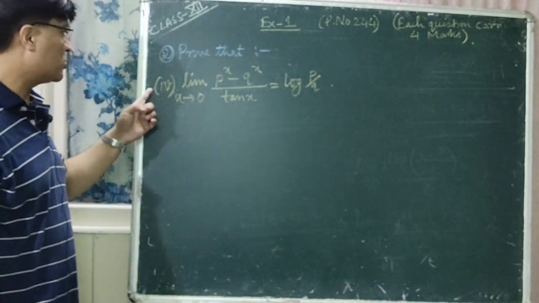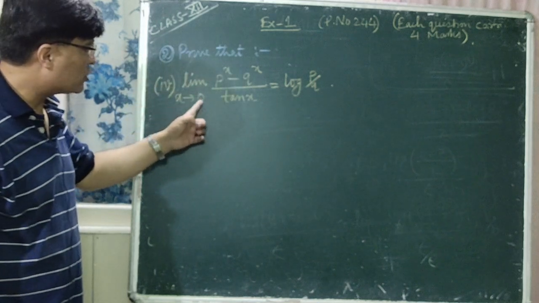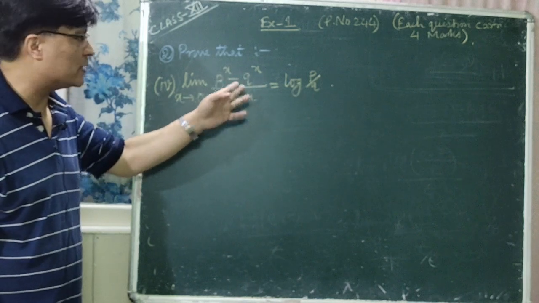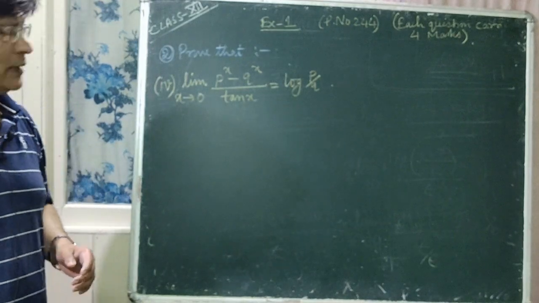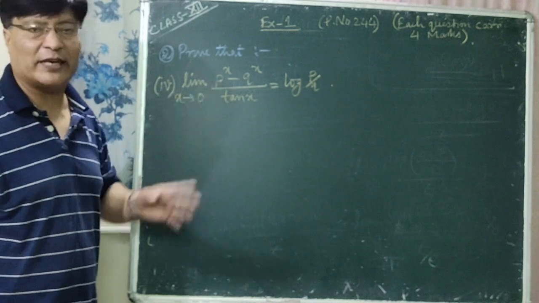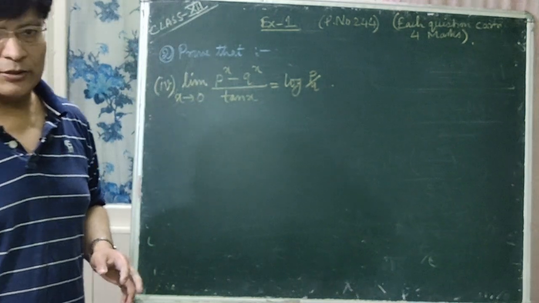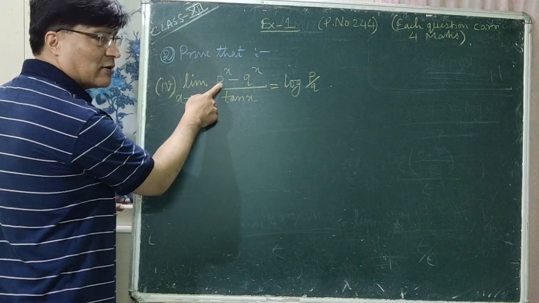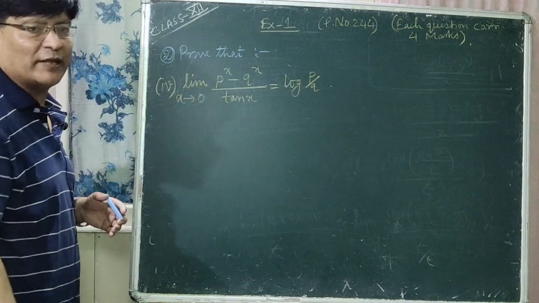Now we are doing question number 4, that is number 2. Prove that limit x tends to 0, p to the power x minus q to the power x divided by tan x is equal to log of p by q. Since limit x tends to 0 is given, x is the variable here and p and q are constants. This base p is a constant, and here the power x is the variable.